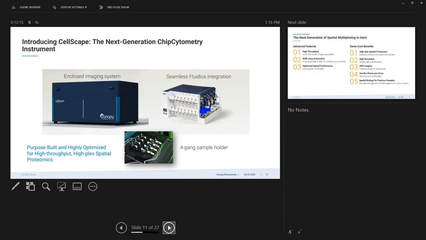So, this is the CellScape instrument, the next generation ChipCytometry instrument, which is an enclosed imaging system, purpose built and highly optimized for high throughput, high plex spatial omics experiments. This imaging system integrates with an automated liquid handling fluidics unit, which then integrates with a four gang sample holder on the imaging system itself. So you can load in four samples and perform all of the staining, imaging, and data acquisition for four complete samples without any user intervention on the system.